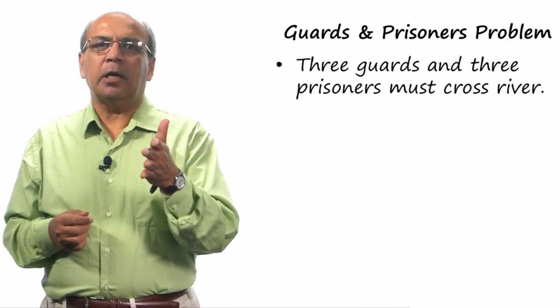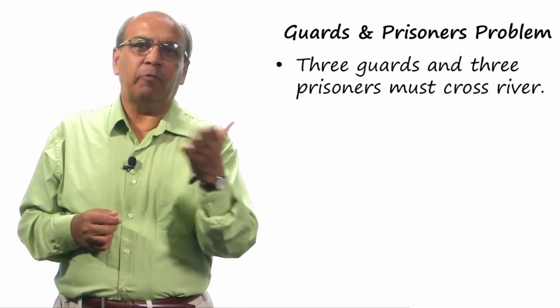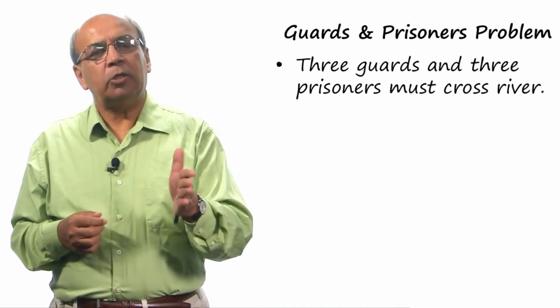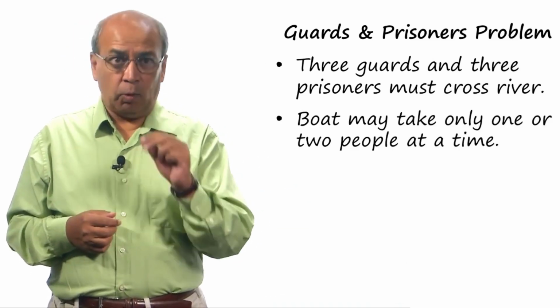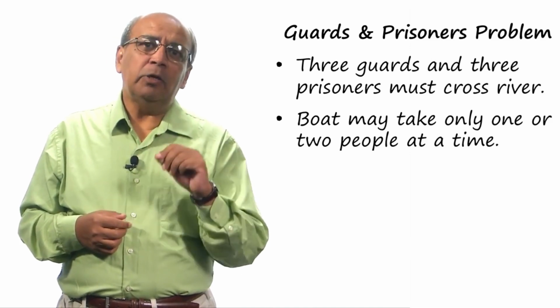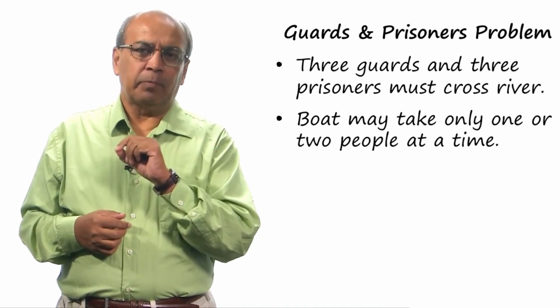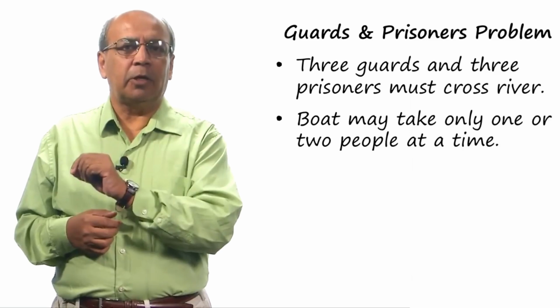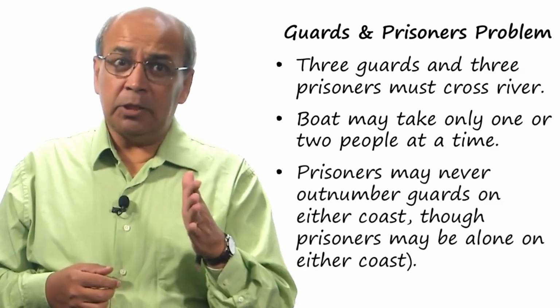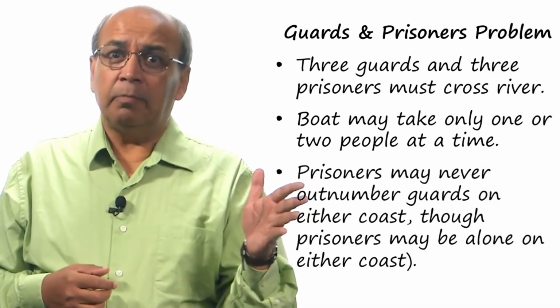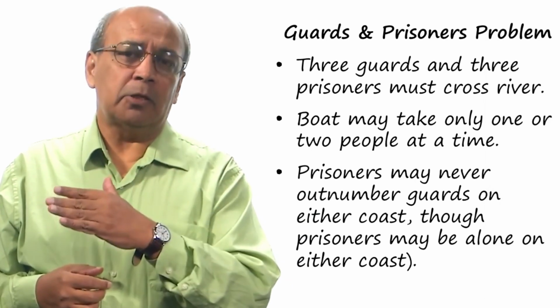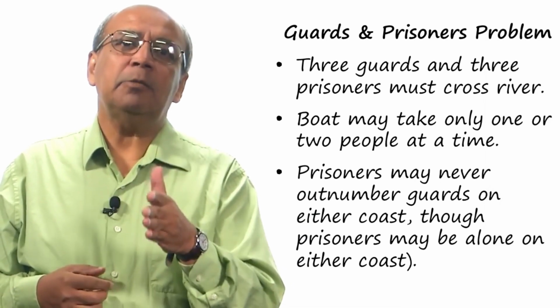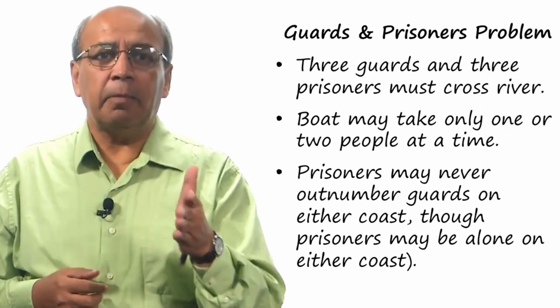Imagine that there are 3 guards and 3 prisoners on one bank of a river, and they must all cross to the other bank. There is one boat, just one boat, and that can only take 1 or 2 people at a time, not more, and the boat cannot travel alone. On either bank, prisoners may never outnumber the guards, because if they do, they will overpower the guards. So the number of guards must at least be equal to the number of prisoners on either bank.